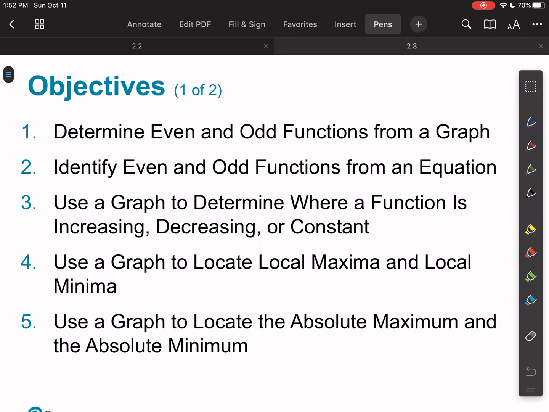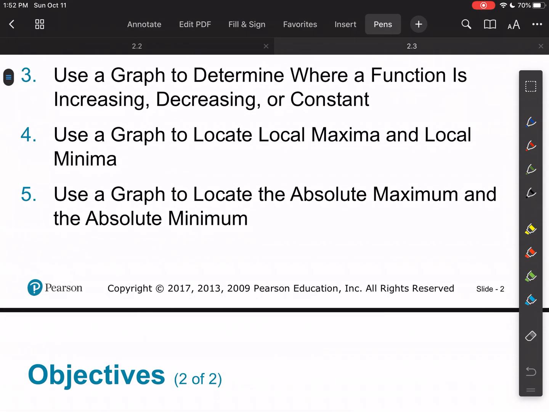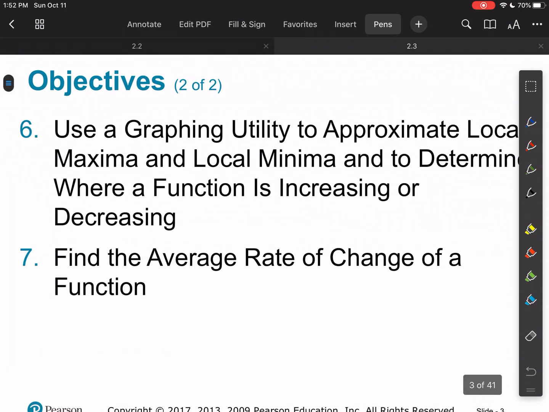We're going to determine even and odd functions by looking at a picture of a graph. We're going to identify even and odd functions from an equation. We're going to use a graph to determine where a function is increasing, decreasing, or constant. We're going to use a graph to locate local maxima, local minima. We're going to use a graph to locate the absolute max, the absolute min. Then we're going to use a graphing utility to approximate locations of maximum and minimums. And we're going to find the average rate of change of a function.